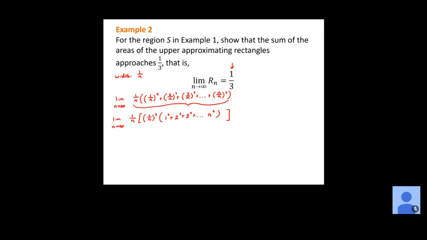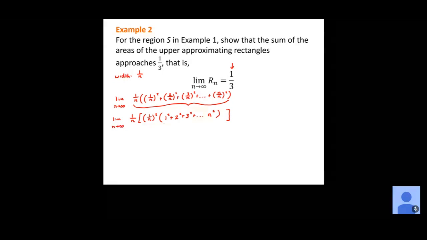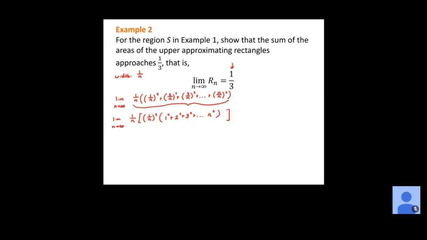So again, the 1 over n is our width. Now we have this 1 over n squared as a common factor between all of our heights, so we can bring that out. And then all that's left over is 1 squared plus 2 squared plus 3 squared and so on until we get all the way to n squared. Any questions about what I did on that step?